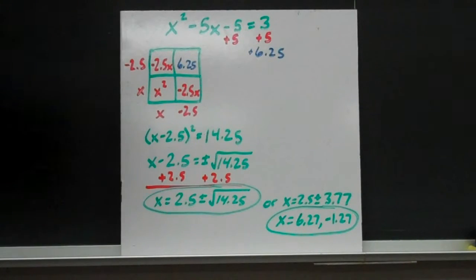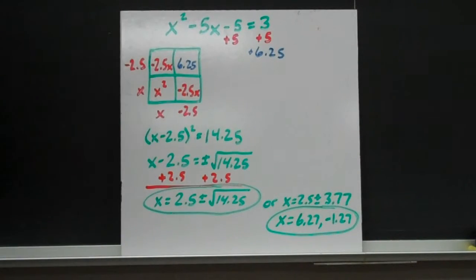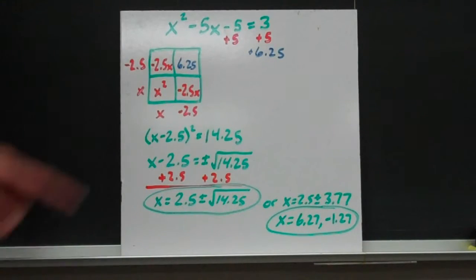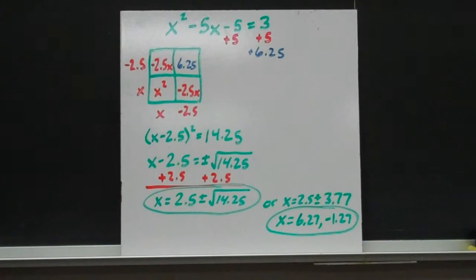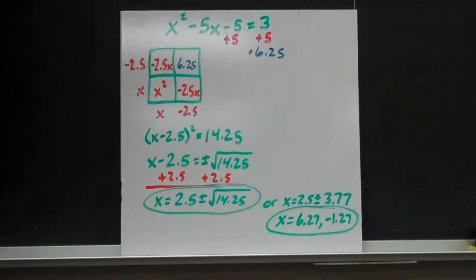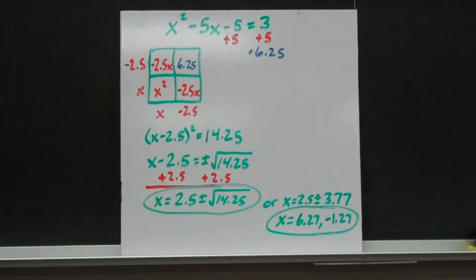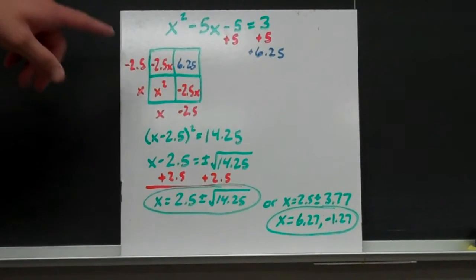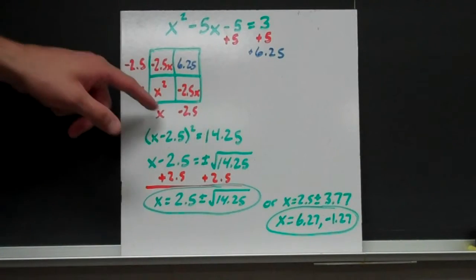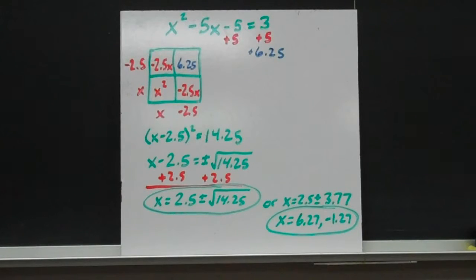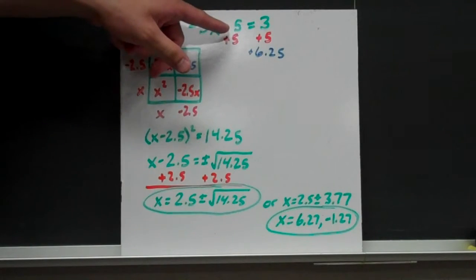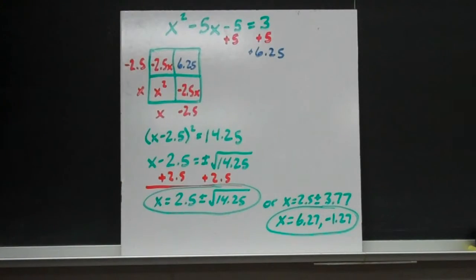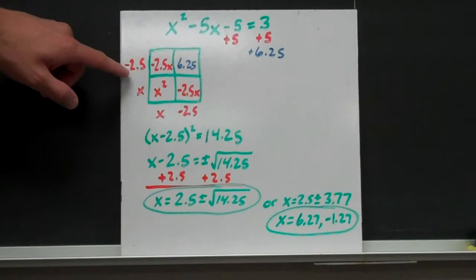Again, we've got x squared minus 5x minus 5 equals 3. And again, the first thing we want to do is draw our square, put our x squared in the bottom left, and split our x's in half. Half of negative 5x is negative 2.5x. It's okay that that's a decimal. So on the outside of our square, we would need x minus 2.5. We need to get rid of this negative 5 that's still on that side of the equation, so we add 5 to both sides. And then we need to complete the square.